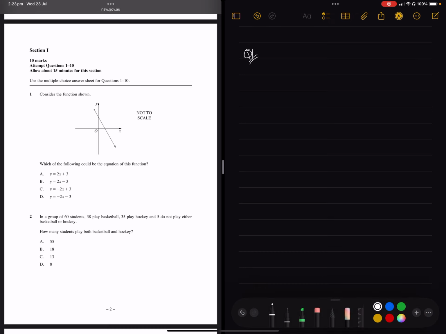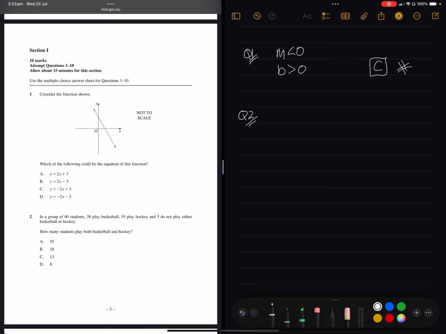we are told to consider the function shown. Which of the following could be the equation? Well, we can see the slope is negative because it goes down to the right, so m must be less than 0. We can see the y-intercept is positive because it passes through above the origin. So the b value must be greater than 0. So we're looking for a negative in front of the x and a positive at the end. The only one that satisfies those is C. C is the answer to question 1.